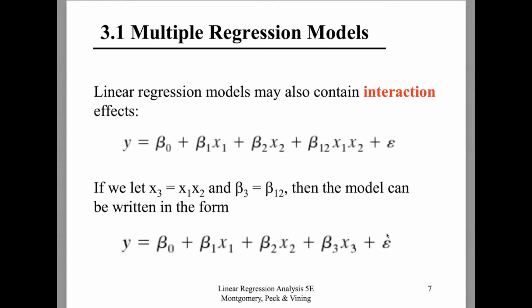Now, in addition, linear regression models can contain things like interaction effects. And so, for example, suppose that we had collected two explanatory variables, x1 and x2.